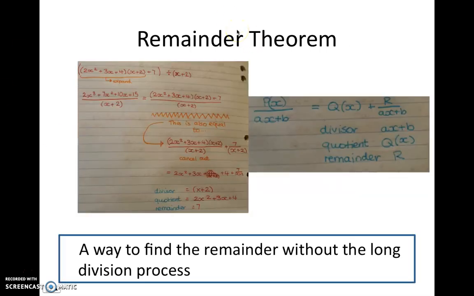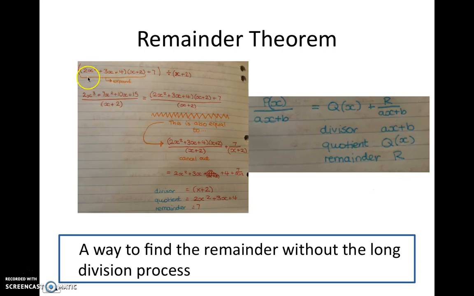The remainder theorem. It's generally represented algebraically by the polynomial p(x) divided by (ax + b) is equal to q(x) + r over (ax + b). They've got specific names. The divisor, the thing that you're dividing the polynomial by, is (ax + b). The quotient, the bit of the polynomial that can be divided cleanly by (ax + b), is q(x). And the remainder, which can't be divided cleanly and so remains as a fraction, is r.